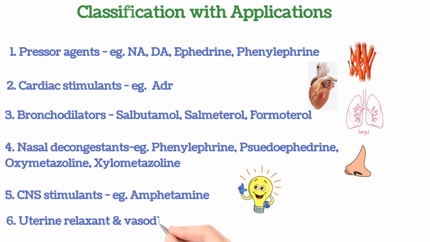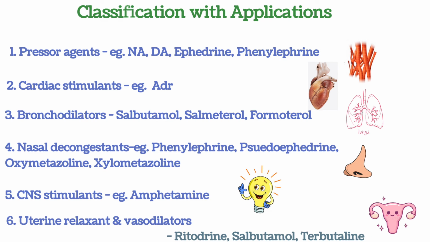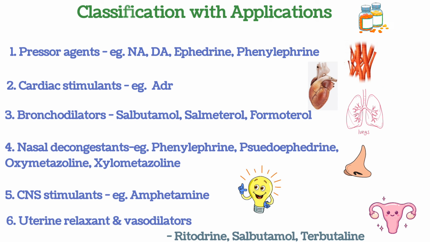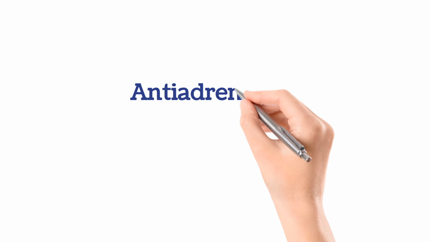Fifth one is CNS stimulant. Example is amphetamine, that triggers our brain to increase the memory and alertness as well. Sixth one is uterine relaxant and vasodilators. Examples are ritodrine, salbutamol and terbutaline. So these are generally used in case of childbirth as well, ritodrine and all. They are uterine relaxants. Pressure agents: cardiac, broncho, nose, nasal, CNS, brain and uterus. Like that we can remember this.